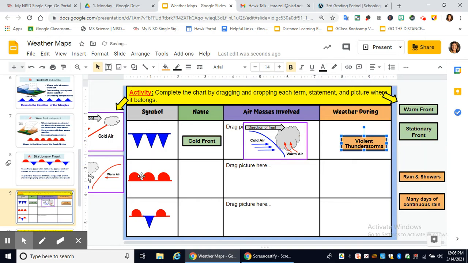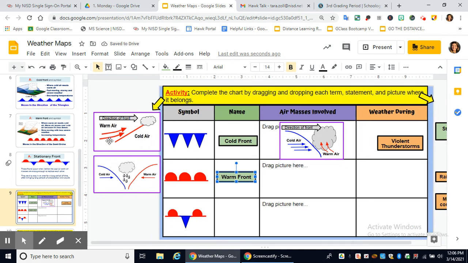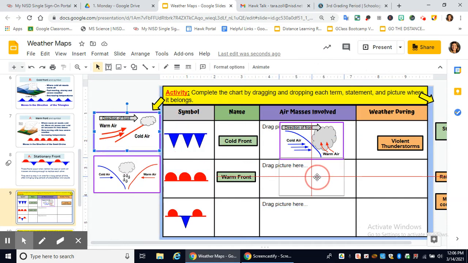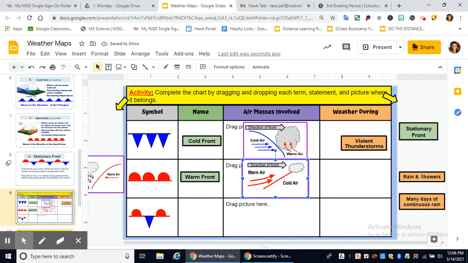Okay, here you have the semicircles. Remember, those remind me of the sun. So we can say this is a warm front. And let's go over here, and that's where you have the warm air going over the cold air. So that would be our picture here. And then we could say it brings rain and showers.